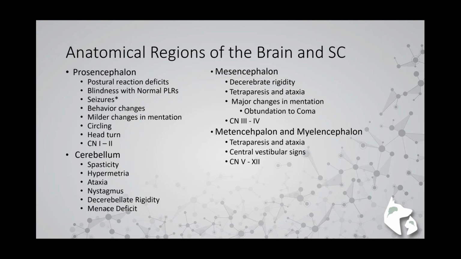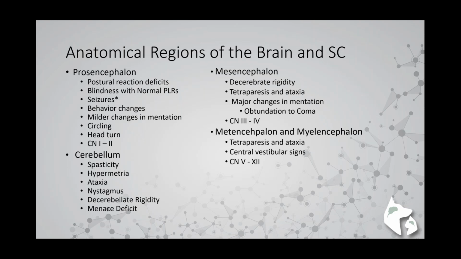So some of the classical signs that we'll see for patients that have specific areas of the brain being affected. So forebrain, we talked about those postural reaction deficits, so those paw placement deficits going to be on the opposite side from the lesion. So a left brain problem would have right-sided paw placement deficits.